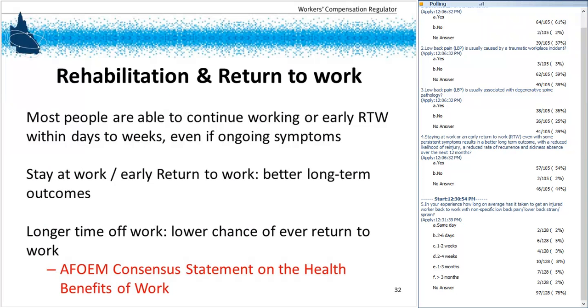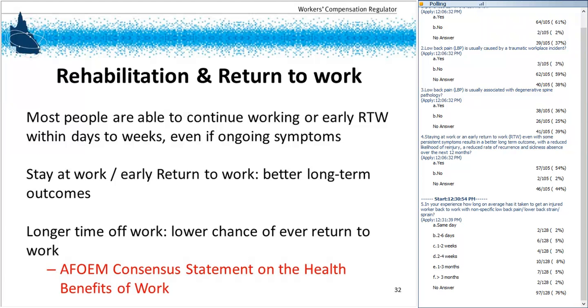There's very good evidence from published research now that staying at work or an early return to work, even with some persistent symptoms, results in a better outcome, with a relatively reduced likelihood of re-injury, a reduced rate of recurrence and sickness absence over the next 12 months. In contrast specifically to people who rest and avoid work in that early period.